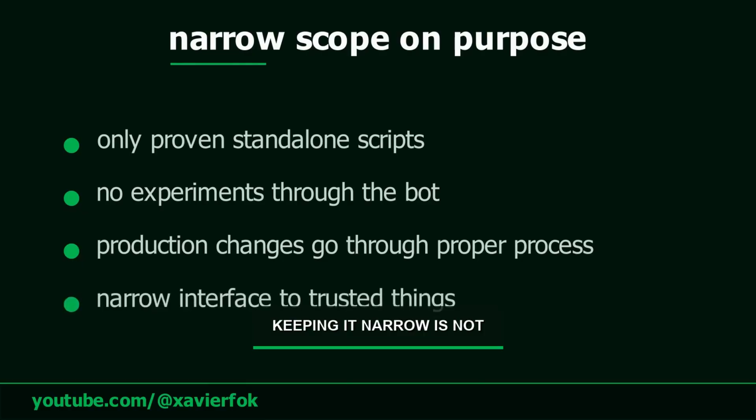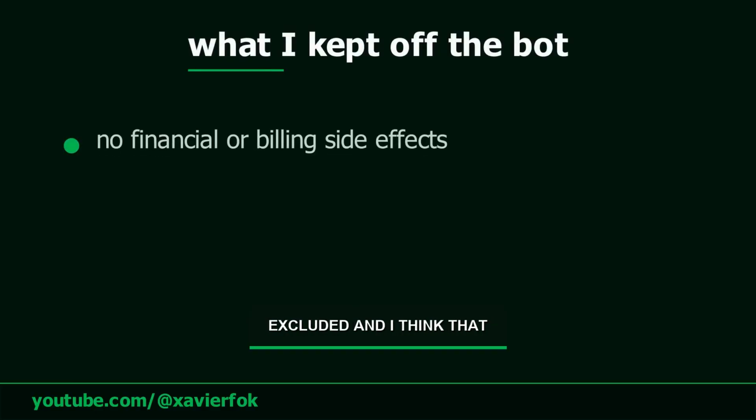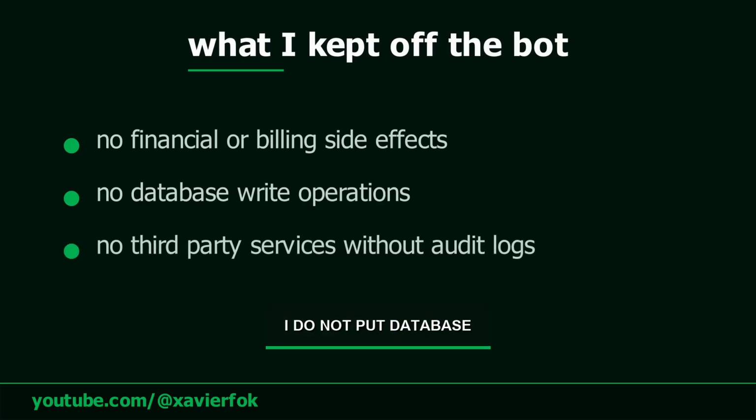Keeping it narrow is not laziness, it is how you keep it safe as it grows. What I kept off the bot entirely: there are whole categories that I deliberately excluded, and I think that is worth naming. I do not route any API calls with financial side effects through the bot. No billing, no payment triggers, nothing that touches money. I do not put database write operations through it. Reading is fine, writing is not.